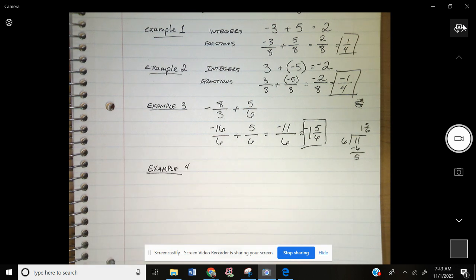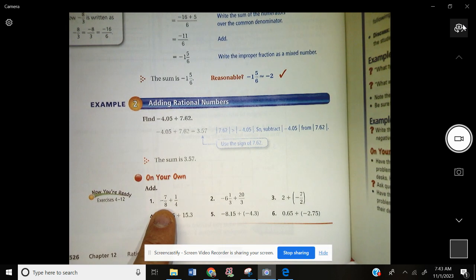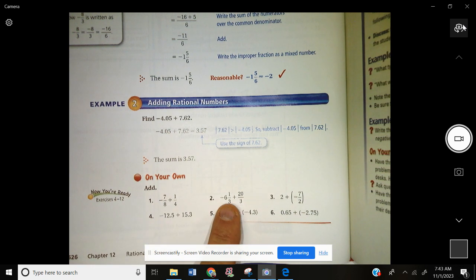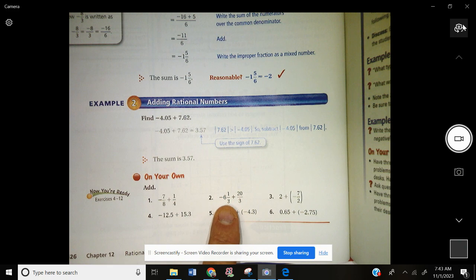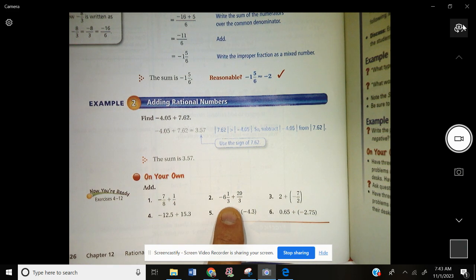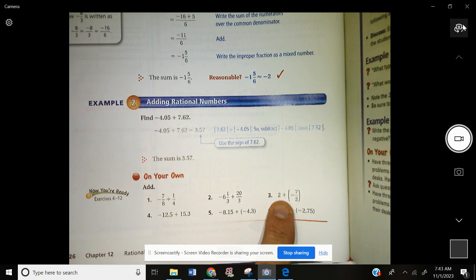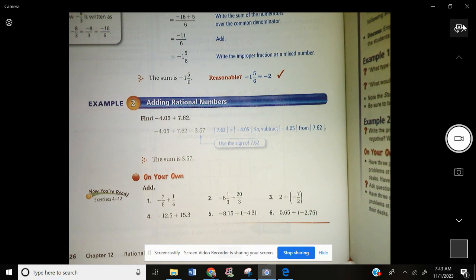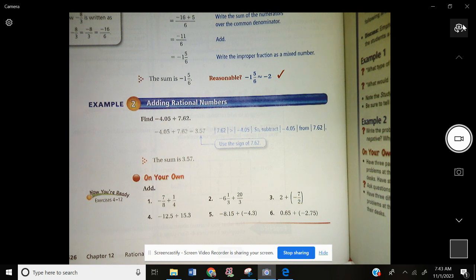I'm going to use again. They're actually doing everything. If you look at this, they're doing everything where it's a positive and a negative and a positive. See, there's another one where they're assuming you know how to turn that into an improper fraction. They're assuming that you know how to turn 2 into 2 over 1.